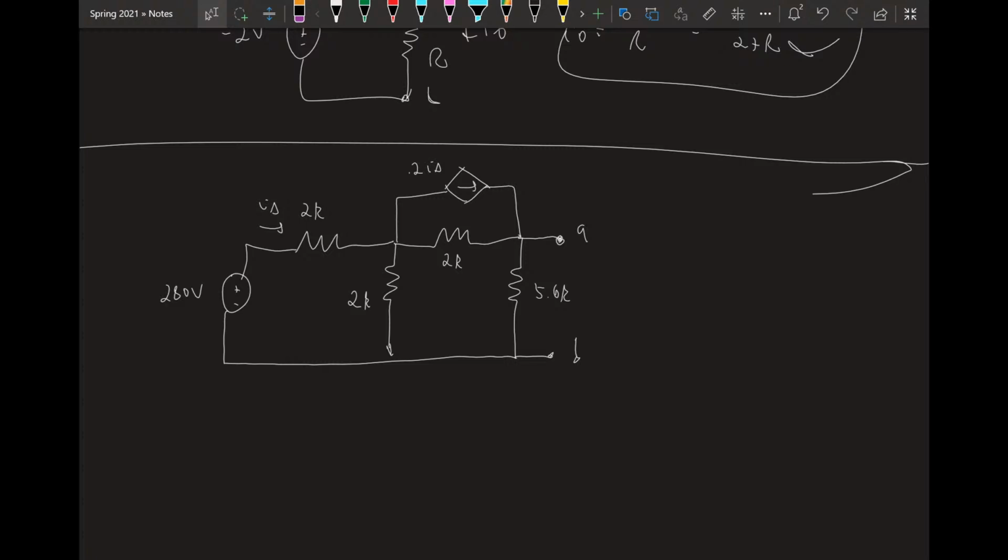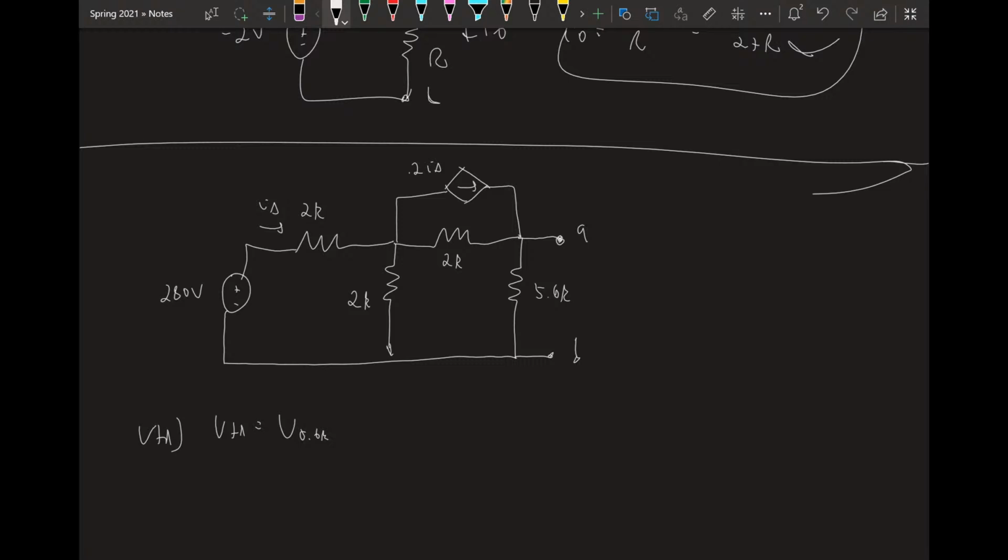So, solving for V Thevenin, we want the open circuit voltage. V Thevenin is going to equal the voltage across the 5.6 k ohm resistor, so we need to solve for that node. We can solve this in many different ways. I will choose to use node voltage, but you could do whatever you want.